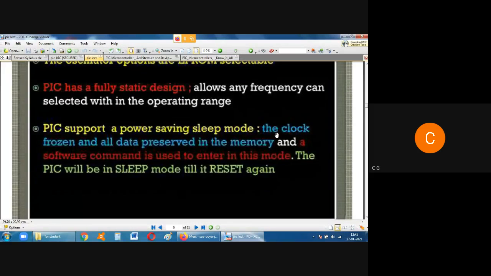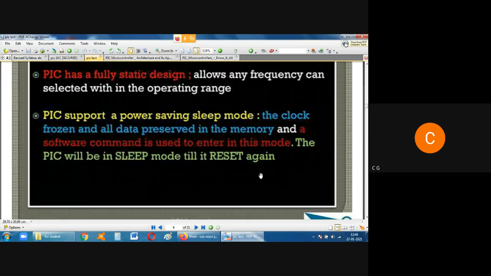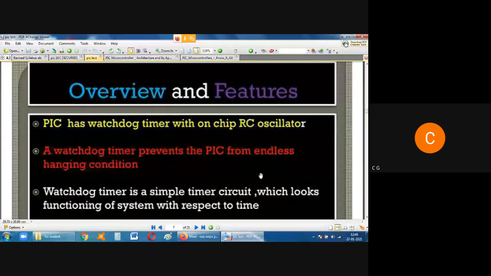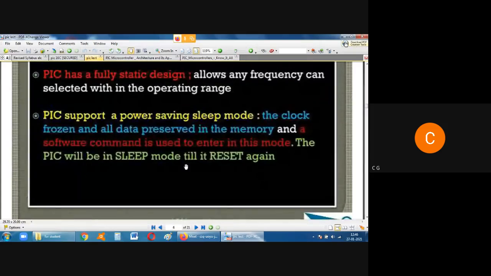It supports a power saving sleep mode, with the clock frozen and all data preserved in the memory, and a software command is used to enter this mode. The PIC will be in sleep mode till it is reset again. Okay, so here reset means we don't want to load all the files, but it is kind of a freeze mode. This is what you have in your mobile phone. It has automatic sleep mode, so it switches off the screen, and unless and until you press the power button, it stays off. So this feature is there.